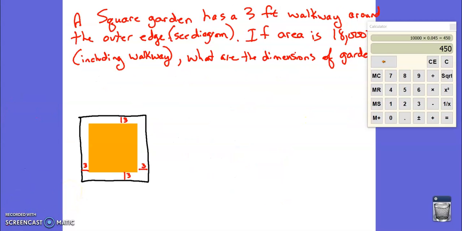All right, so let's look at the next one. A square garden has a 3-foot walkway around it. Some of us, like myself, have a garden in the backyard, and some of us may want to put a walkway around it just for easy access. And so you can see the diagram. The yellow is the garden, and I have a 3-foot walkway all the way around it.